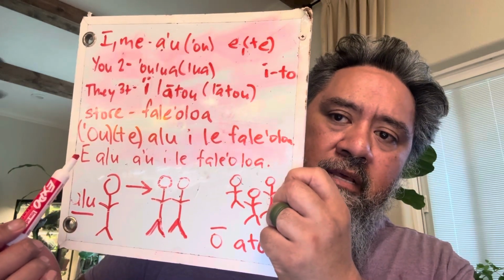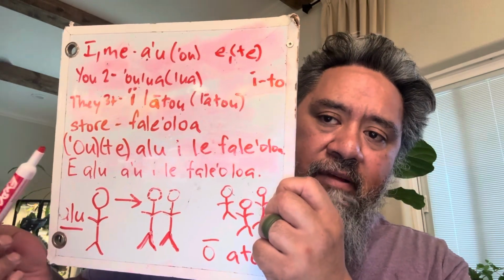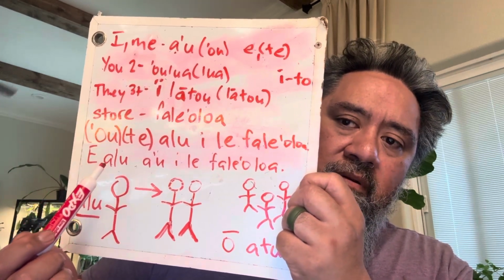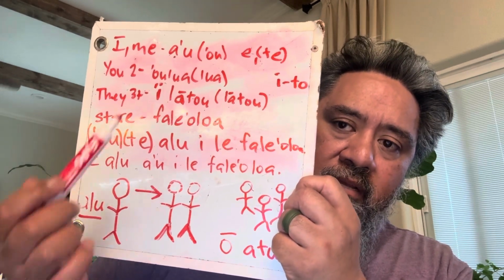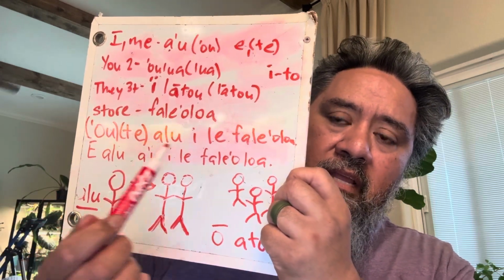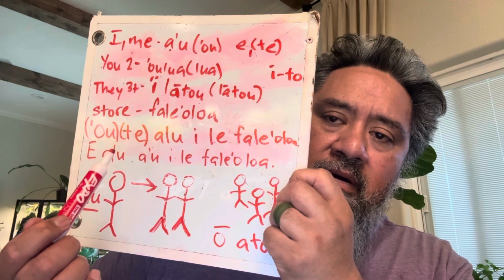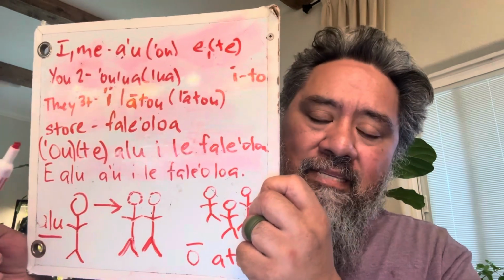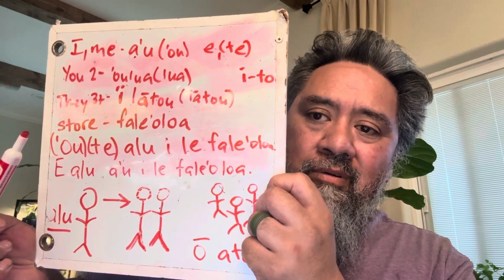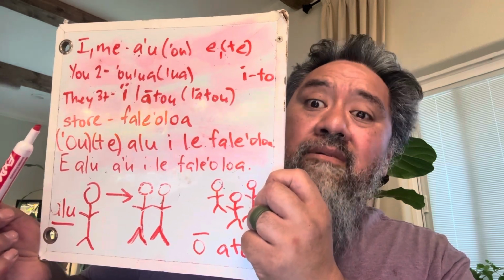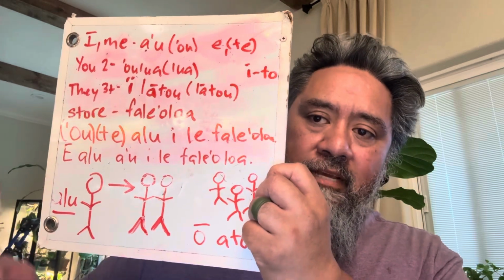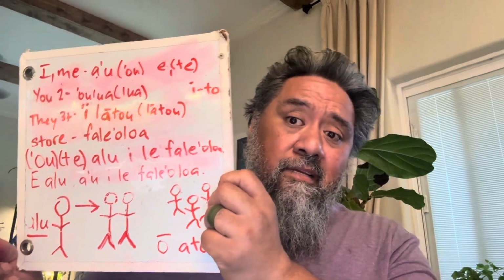So let's use the long form for that, right? So you would have e o atu, right? Because it's plural, because we're using olua. E o atu olua ile faleoloa. E o atu olua ile faleoloa. And again, that sounds more like a question to me, right? Presently you go to the store. You know what I mean? E o atu olua ile faleoloa. So that's how you'd use it even there.